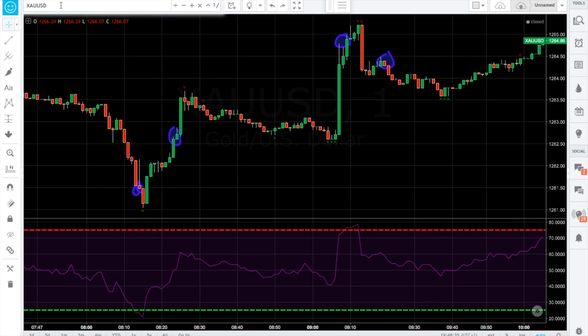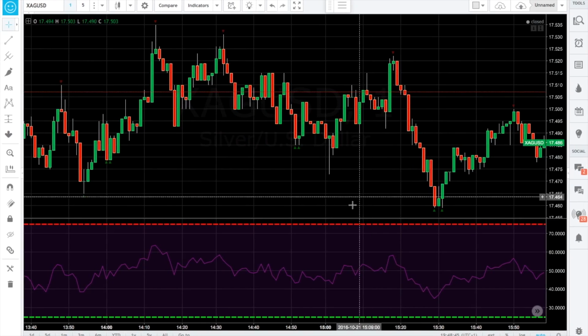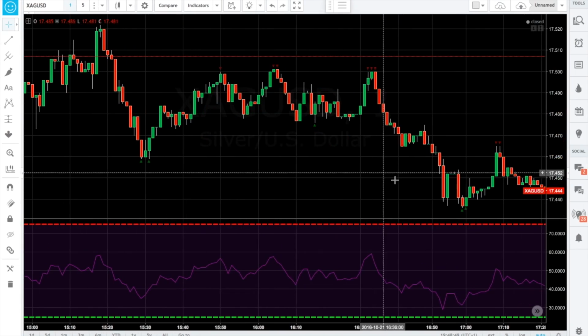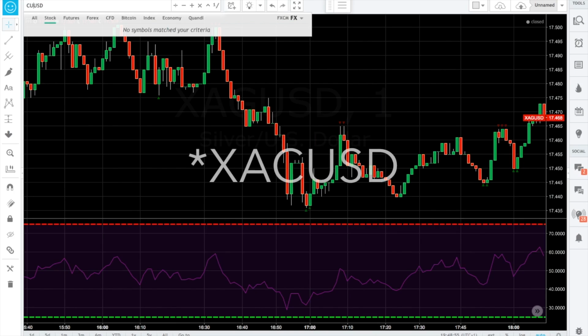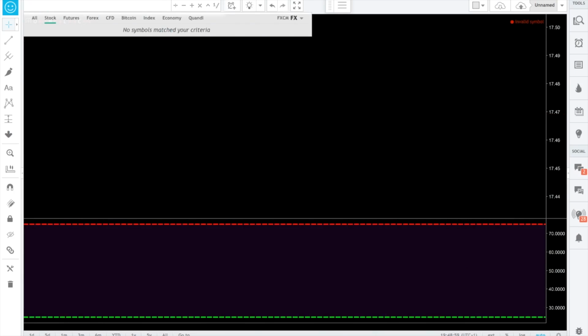So this one, XAU USD, that's gold if anyone doesn't know. Silver is XAG USD. So anyone that knows chemistry, XAU is gold, XAG is silver. I haven't even searched copper. I think copper's CU. No, copper's not CU. Let's completely scratch that anyway.